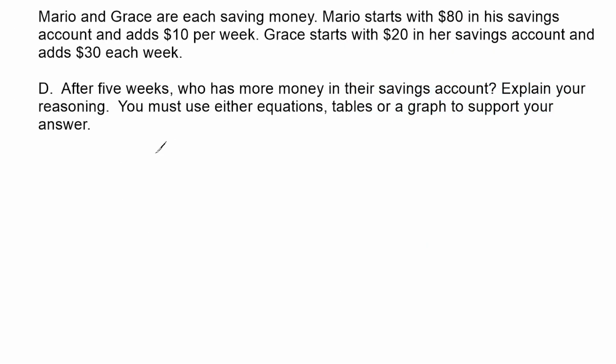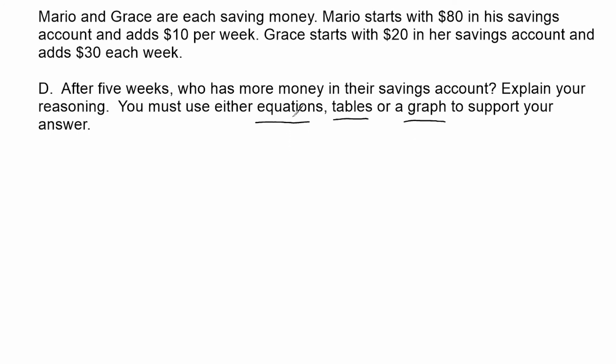All right, for part D, we have to determine, after 5 weeks, who has more money in their savings account. Explain your reasoning. You must use either equations, tables, or a graph to support your answer. Now, we already created the equations for those two situations. We already filled out a table, and we have a graph from the previous problems. So we just have to use one of those 3 to figure out after 5 weeks who has more money in their savings account. Now it's saying we can use either one of these 3, but I'm just going to go through each one of these.